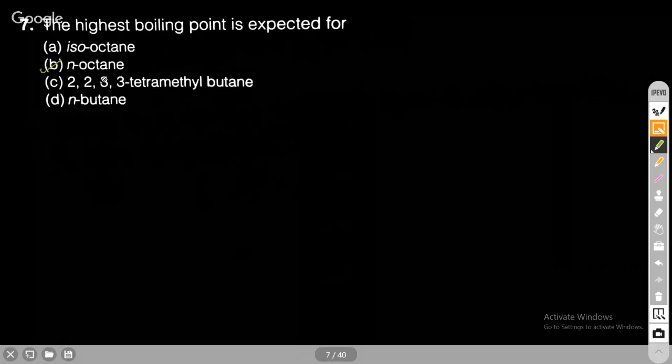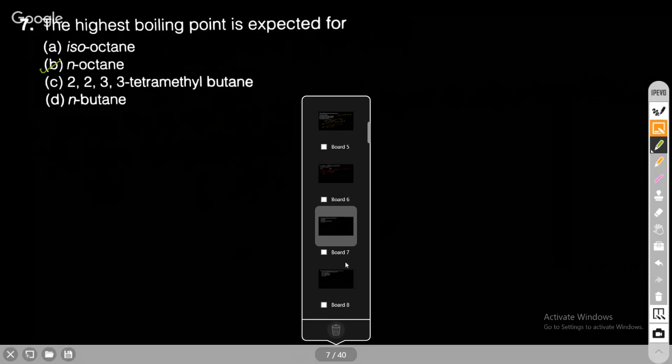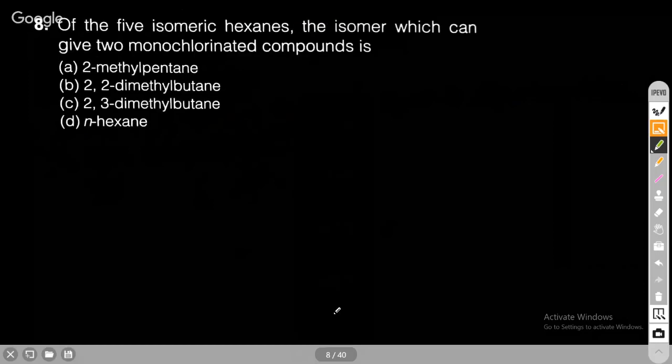B. I don't think I have to discuss this. Okay. Maximum molecular mass. B. And it's a straight chain compound. Question number 8. Do this one. Question number 8. B is right. Next question you do.